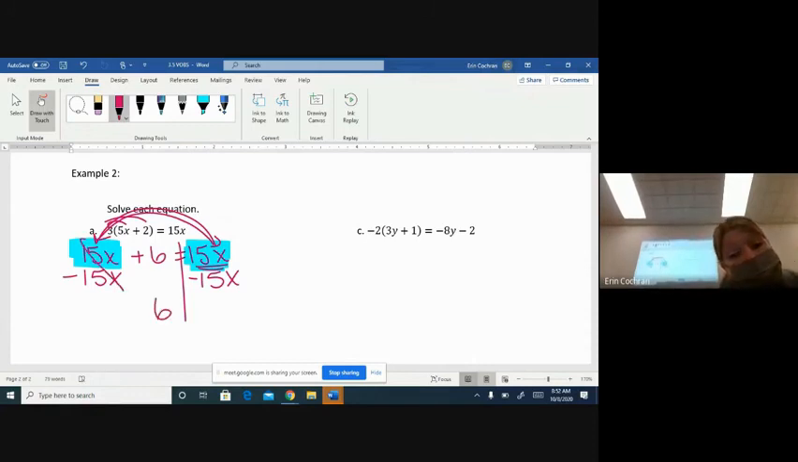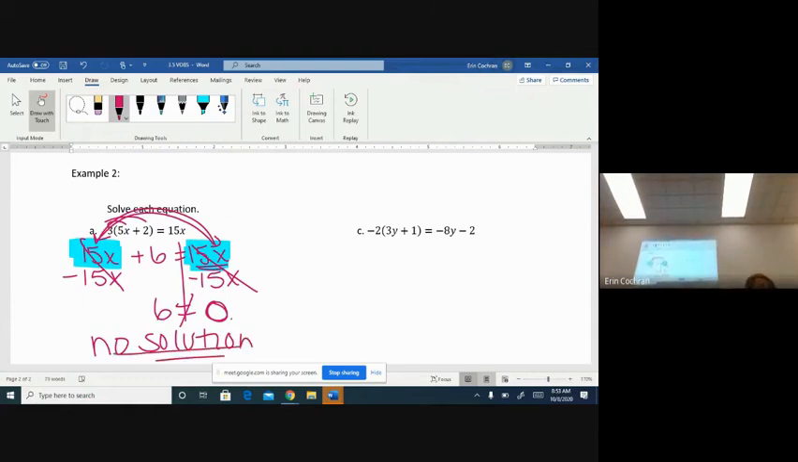Equals 6. 15x minus 15x is 0, it's gone. So since there's nothing there, it's always just 0, right? Okay. So we have no variable. So we ask ourselves, does 6 equal 0? No. So is this infinitely many solutions or no solution? No solution. So there's no value that would make the left side equal the right side, ever. Okay?